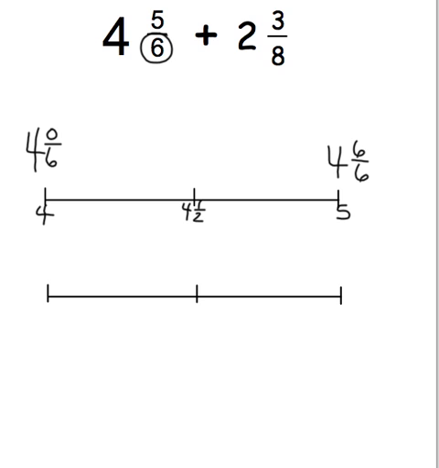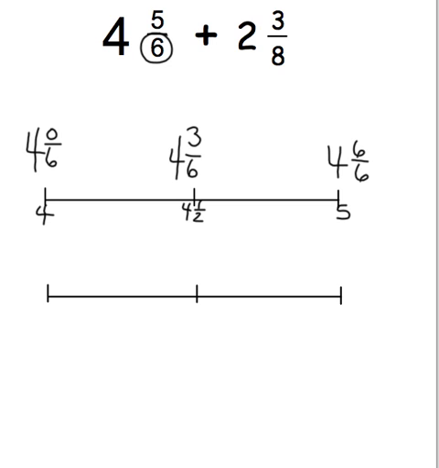So for 4 and 1/2, now we need to determine how many sixths would be equivalent to 1/2. Since 3 is half of 6, we know that 4 and 3/6 would represent the same mixed number as 4 and 1/2. Now we have 4 and 0/6, 4 and 3/6, and 4 and 6/6. So they all have fractions within the mixed number that have the same denominator.